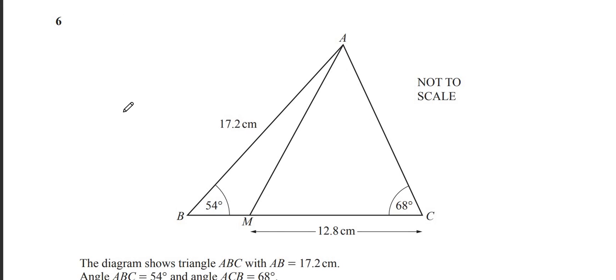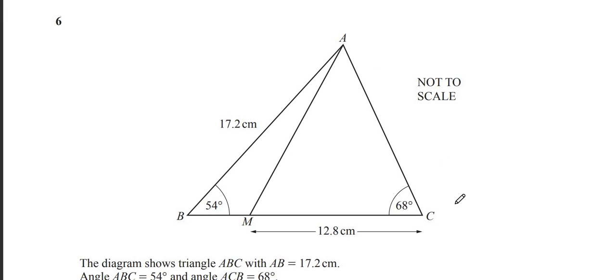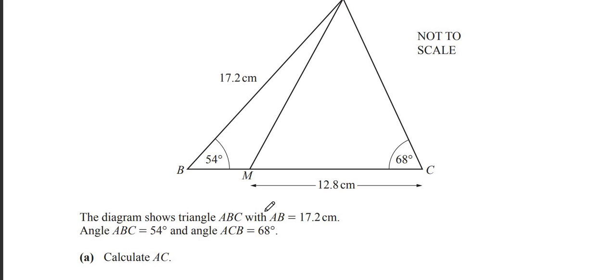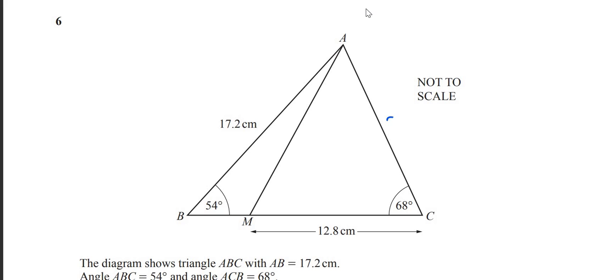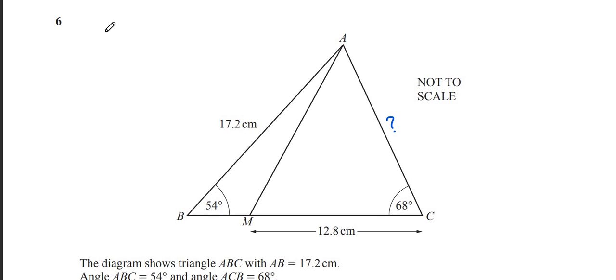Question 6 says that the diagram shows triangle ABC with AB equal to 17.2, angle ABC is 54, angle ACB is 68. Calculate AC. So basically they are asking you to calculate this side, AC. Now how are we going to do that? We can use sine law. Now the question is how?